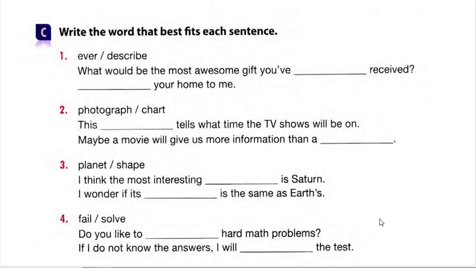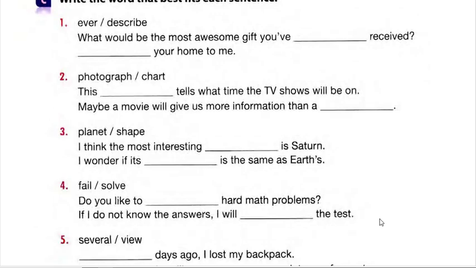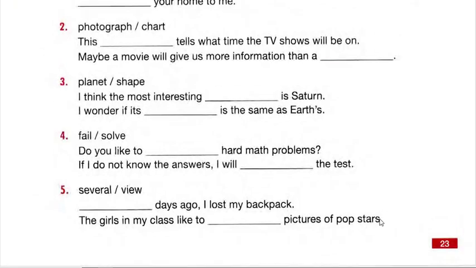That is B. You need to write the word that best fits each sentence. What would be the most awesome gift you have ever received? Describe your home to me. Chart. This tells what time the TV programs will be on. This chart tells us when the TV program starts. Maybe a movie will give us more information than a photograph.